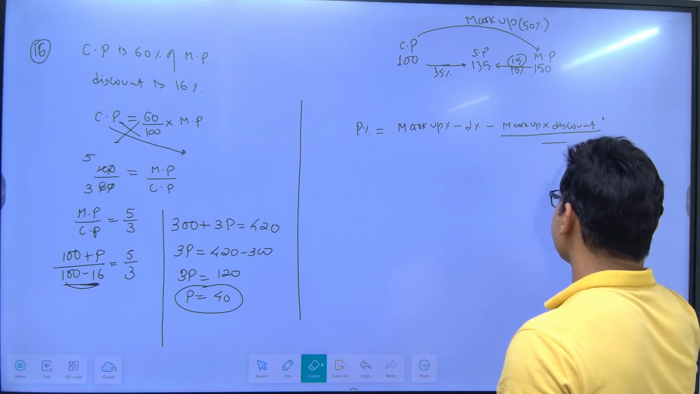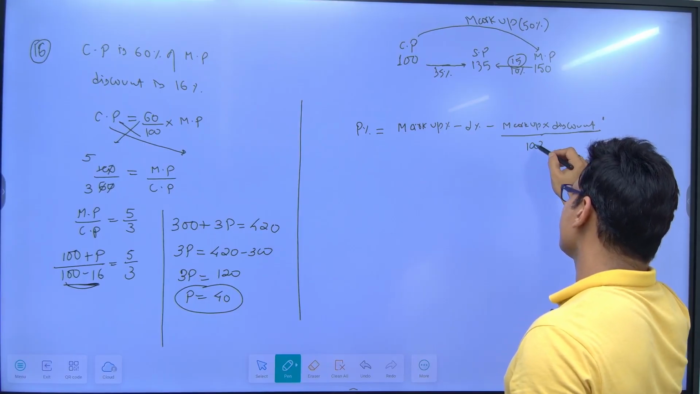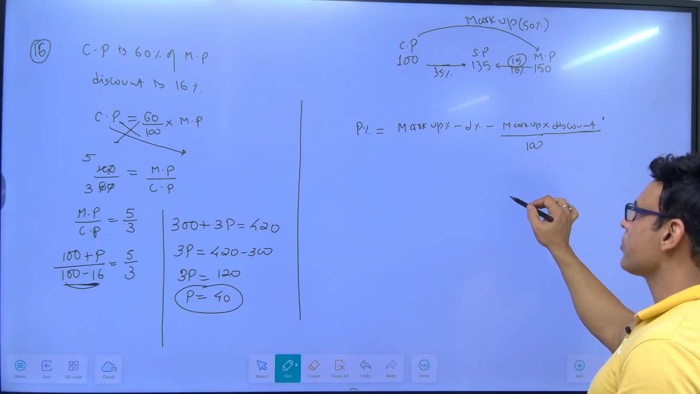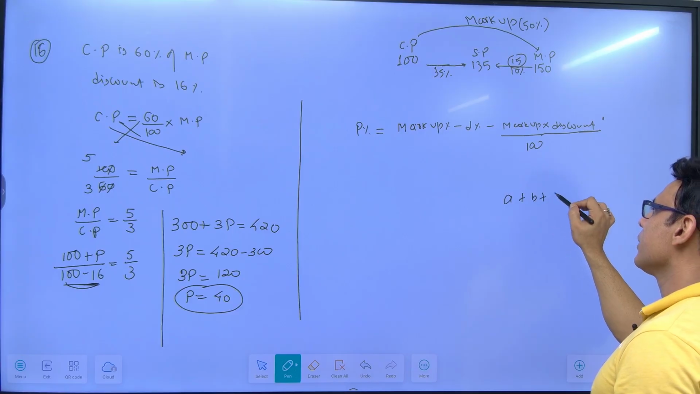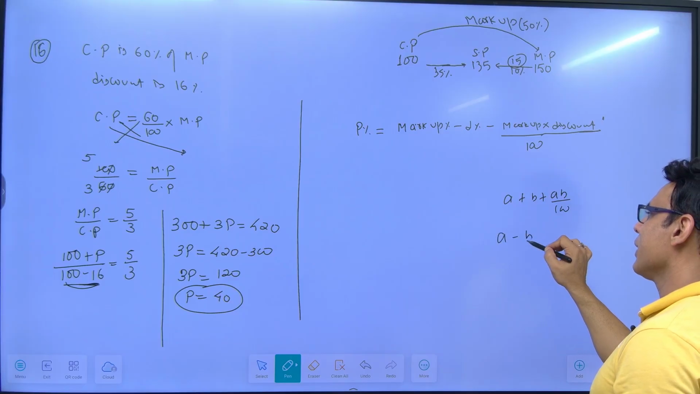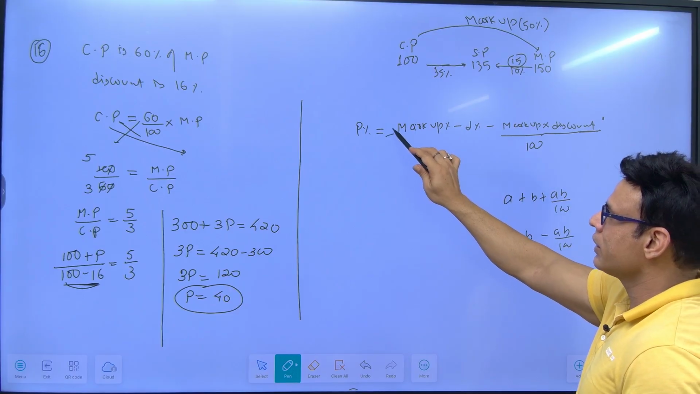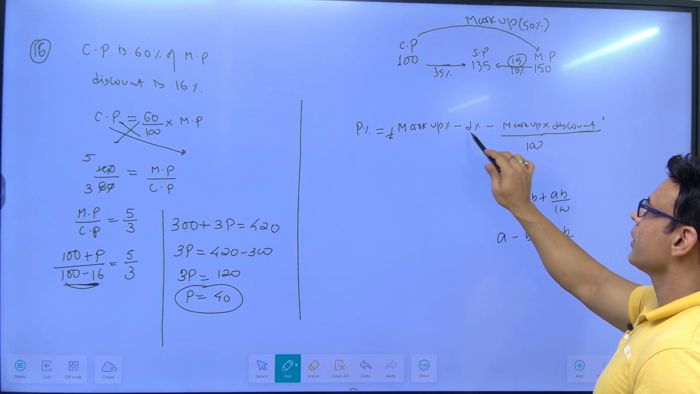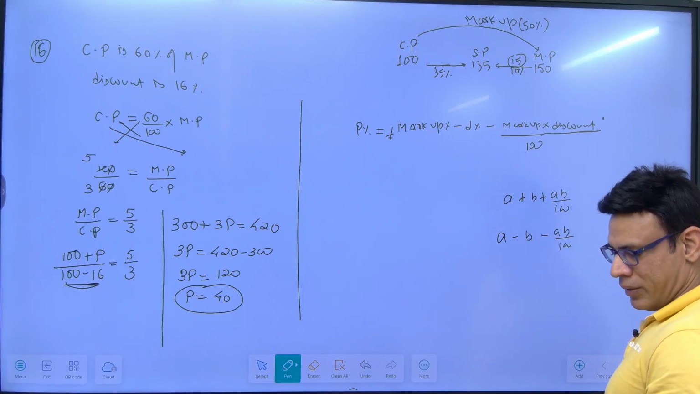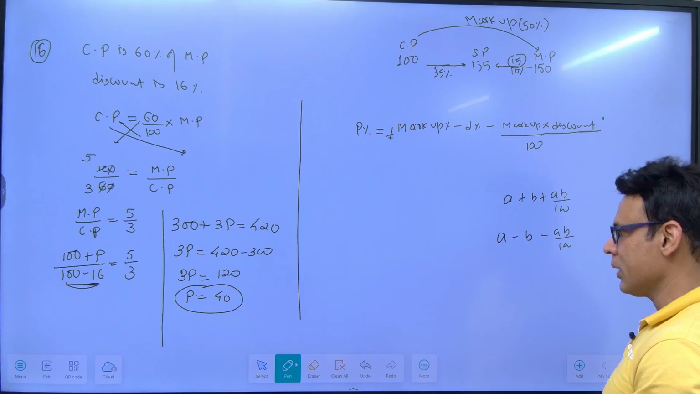Actually, this is nothing but the successive percentage change formula. Remember successive percentage change? A plus B plus AB by 100. If one decreases and one increases, A minus B minus AB by 100. Remember? We are exactly doing the same thing. See? Plus, minus, plus into minus, minus. This happens when the price is increasing or decreasing on some fixed base, right?